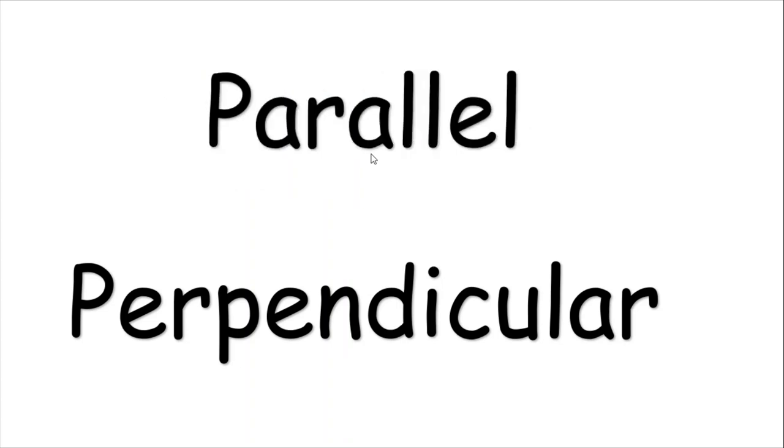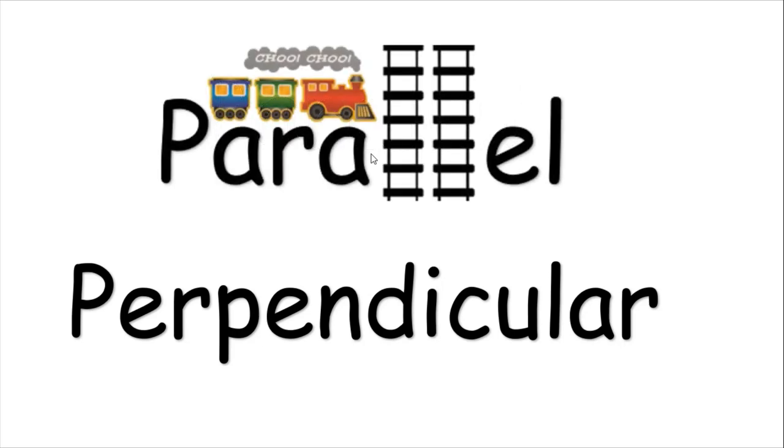So if I just go back, those two L's in parallel are actually parallel. They're the equal distance from each other. And if we continued drawing those L's bigger and bigger and bigger, they wouldn't get any closer together. So parallel, choo-choo. That's how we remember that word.